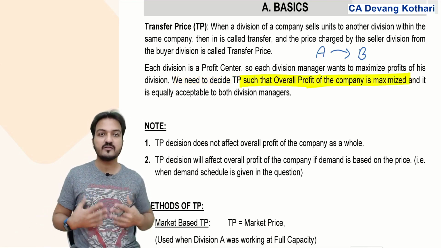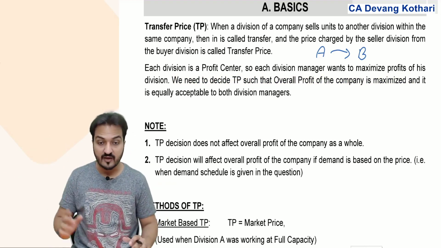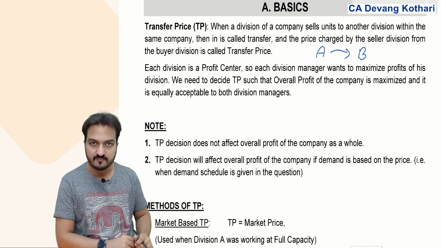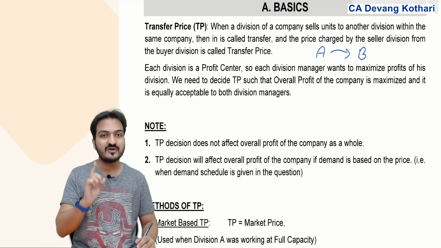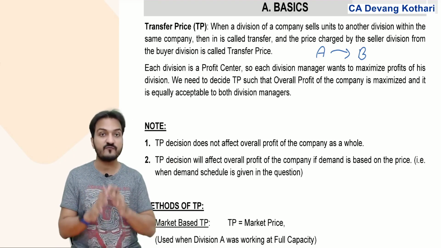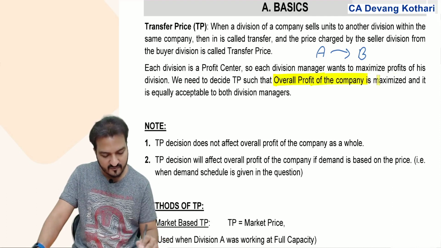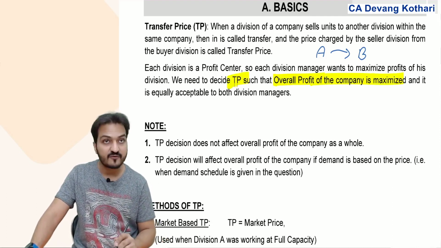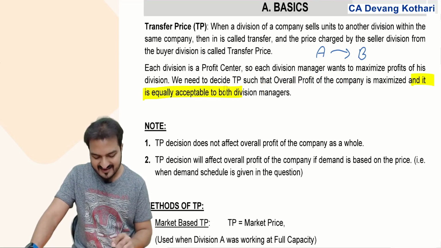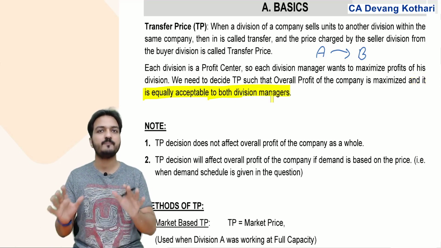Imagine you are the general manager of the company. Mr. A is manager of division A, Mr. B is manager of division B. You are the general manager of the company. You need to take decisions from the viewpoint of the company as a whole. You need to take decisions such that the overall profit of the company is maximized and the transfer price is equally acceptable to both the division managers. This is the purpose of my chapter.